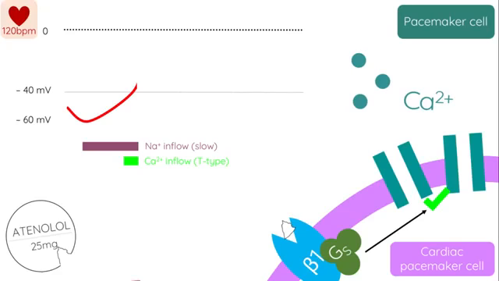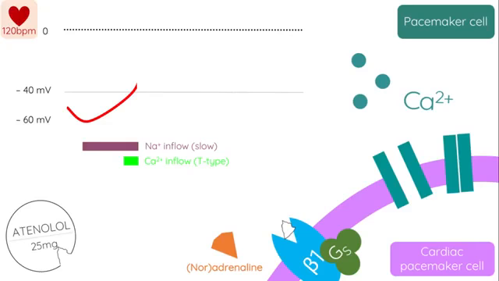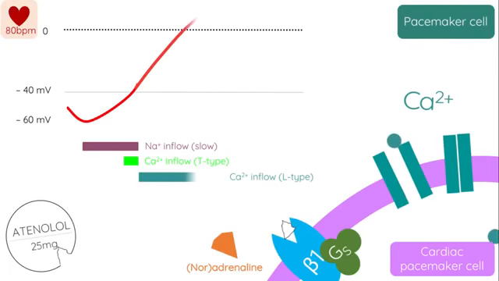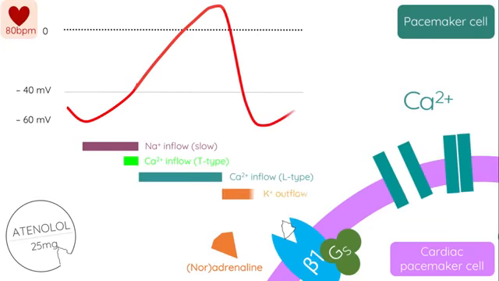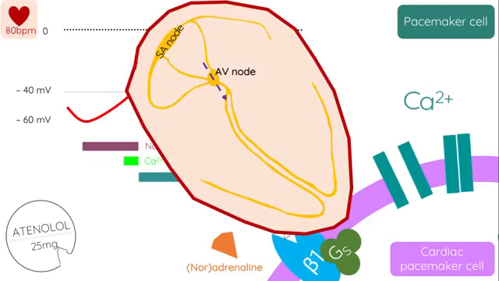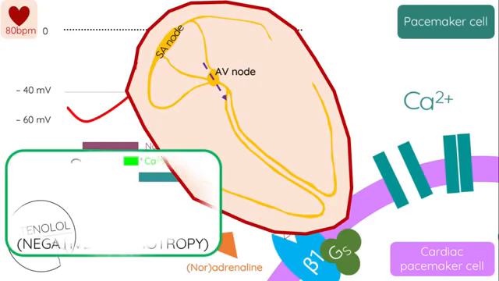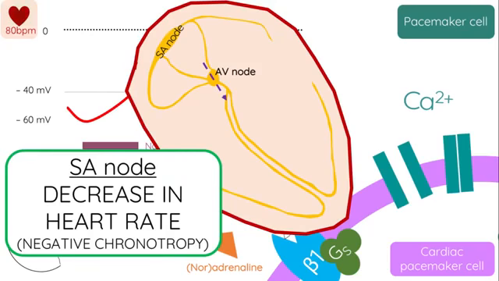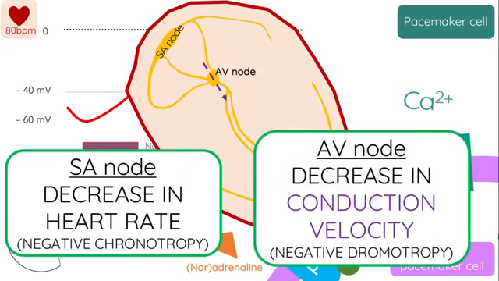Beta-blocking drugs block the binding of the catecholamine, therefore reducing the rate at which calcium can actually flow across the membrane and into the cell, and this means it takes longer to generate an action potential. At the sinoatrial node, this effect leads to reduced heart rate, also known as negative chronotropy. The same effect at the atrioventricular node leads to reduced conduction of the action potential, also known as negative dromotropy.